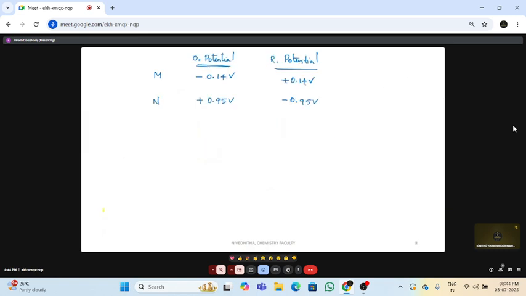See, I have Zn2+, and Zn2+ is gaining 2 electrons to get converted into zinc. Could you please tell me whether this is an oxidation or a reduction reaction?